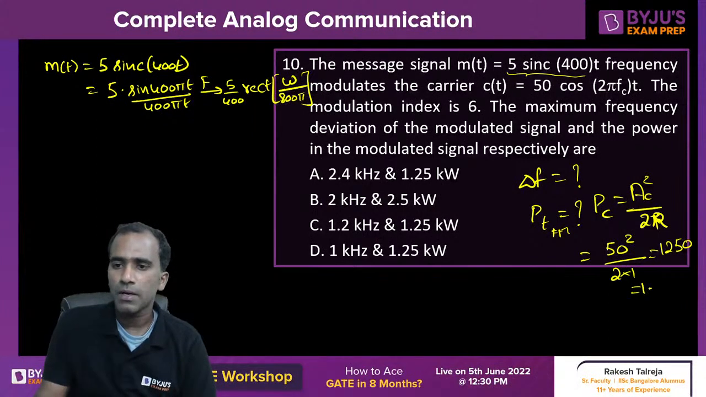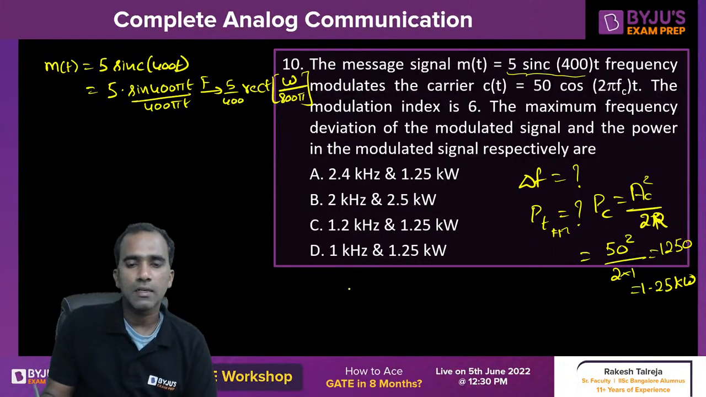So it is 1.25 kilowatt. There are 3 options with the same answer. So we are not able to rule out our option using only the power answer. So we have to solve for the first part also: the maximum frequency deviation of the modulated signal.